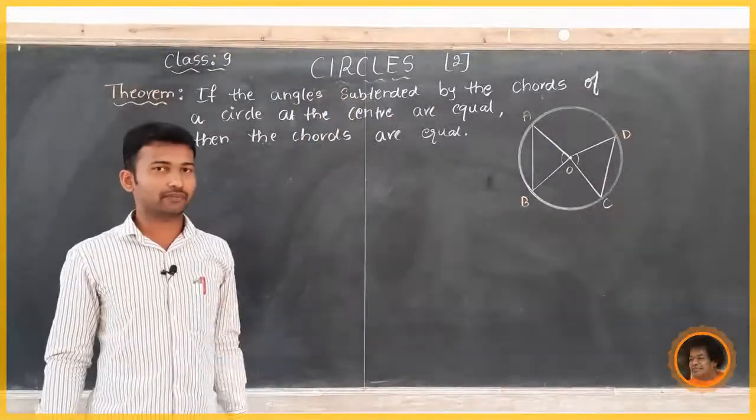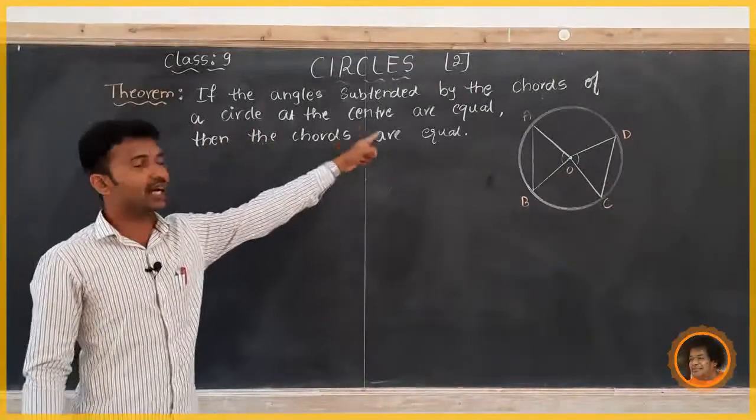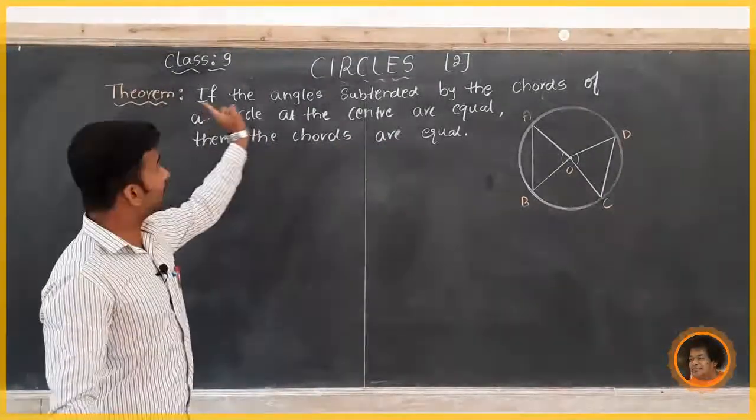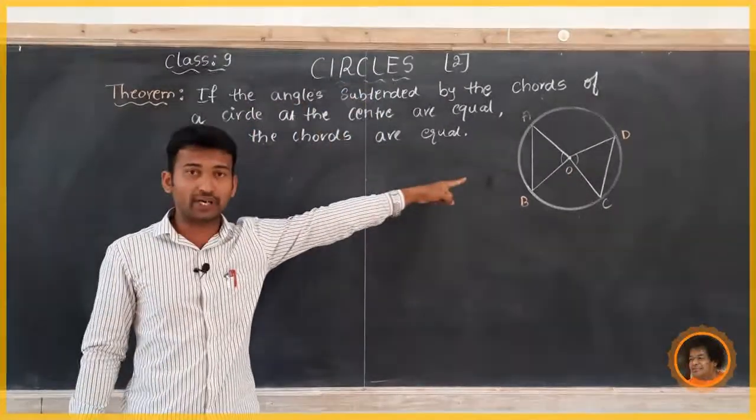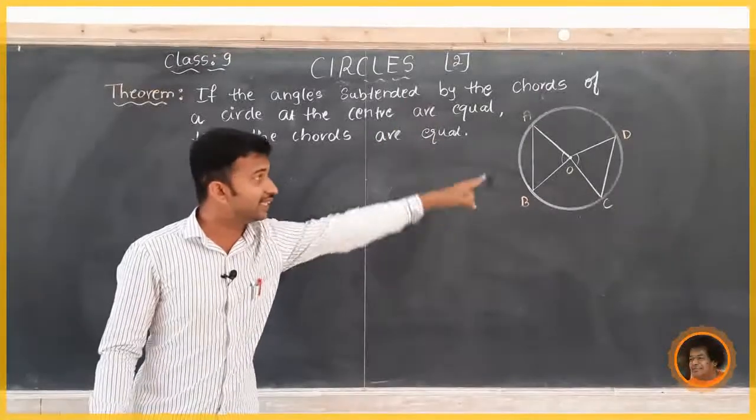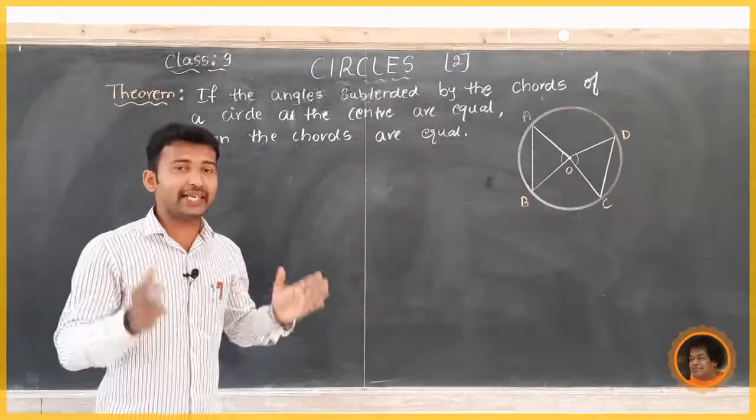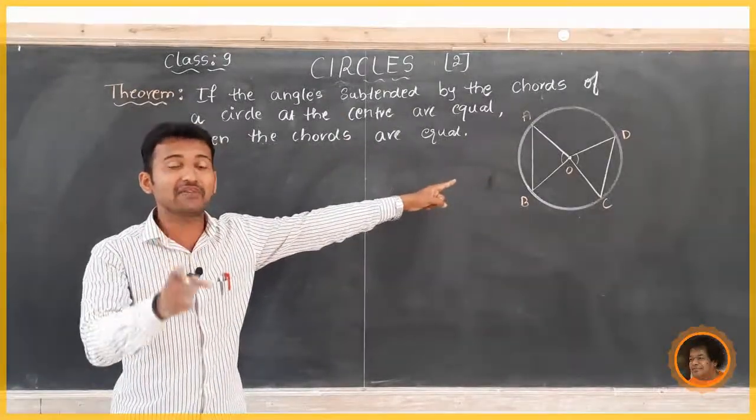Next, the second theorem: if the angles subtended by the chords of a circle at the center are equal, then the chords are equal. If the angles subtended by the chords at the center are equal, it means that angle AOB equals angle COD. This is the data which is given in this theorem.